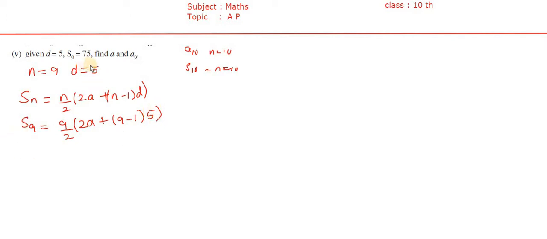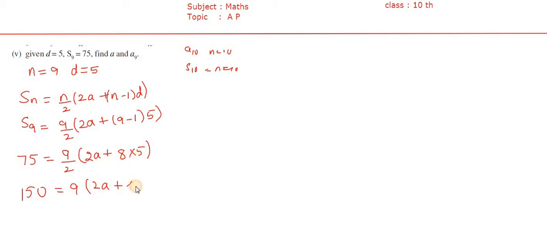Now, what is S9? It is 75. So 75 is equal to 9 by 2 into 2a plus 9 minus 1 into 5. What is 9 minus 1? 8, so 8 into 5. Now simplify this by cross multiplying. 75 into 2 gives 150. So 150 is equal to 9 into 2a plus 8 fives, which are 40.